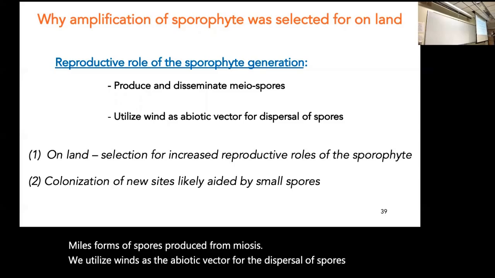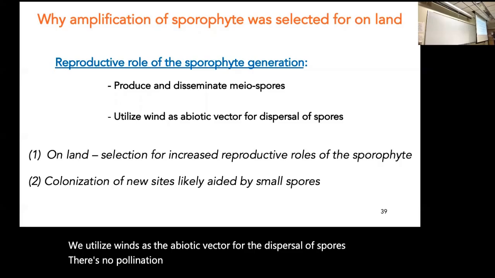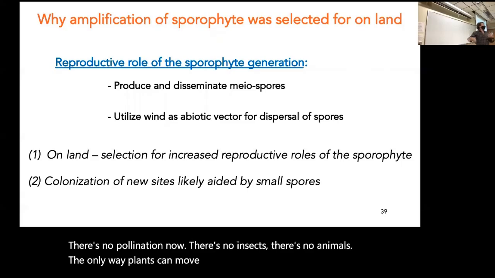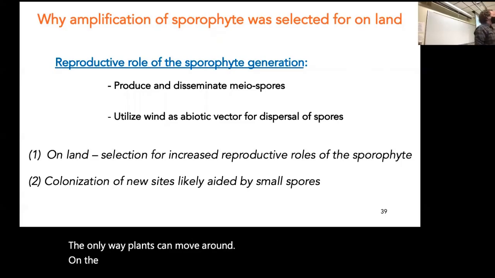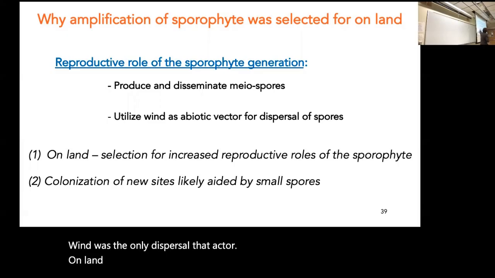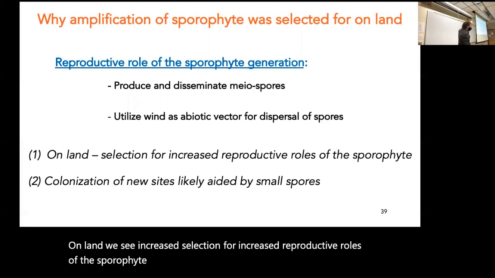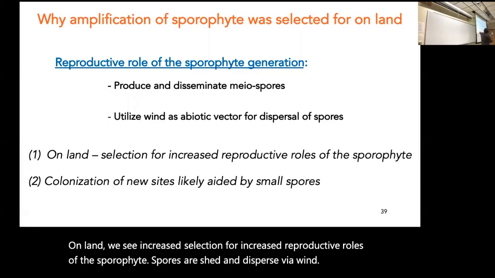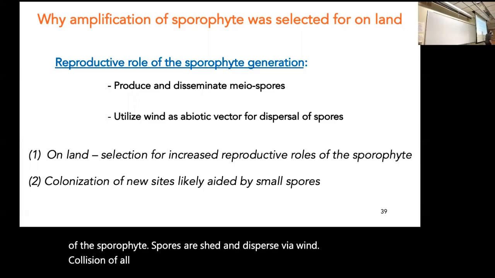There's no pollination now. There's no insects. There's no animals. The only way plants can move around on the planet is via wind. Okay? Wind was the only dispersal vector. On land, we see increased selection for increased reproductive roles of the sporophyte. Spores are shed and dispersed via wind. Colonization of all sites is aided then by small spores.